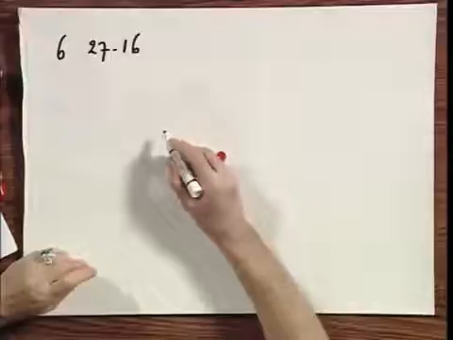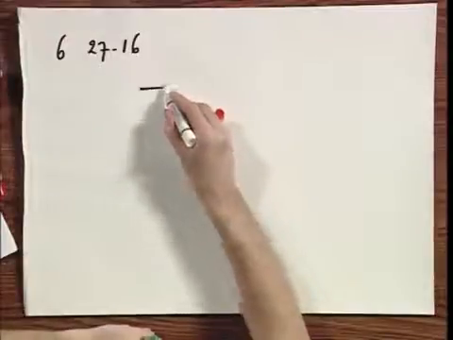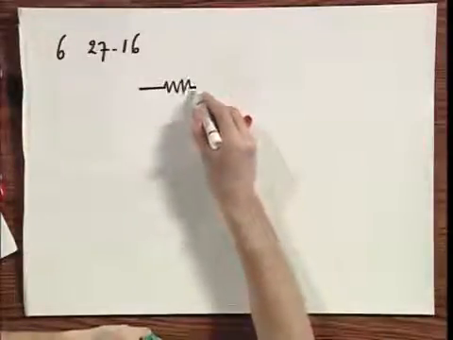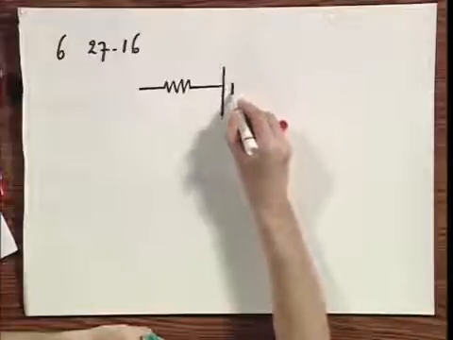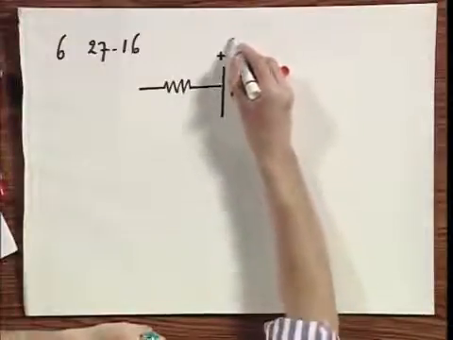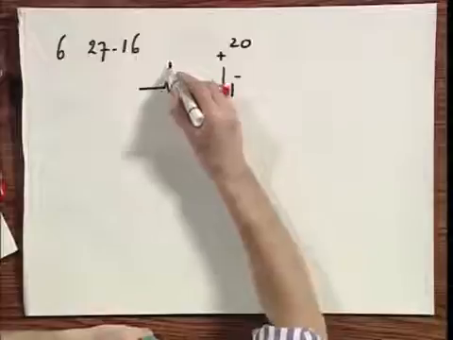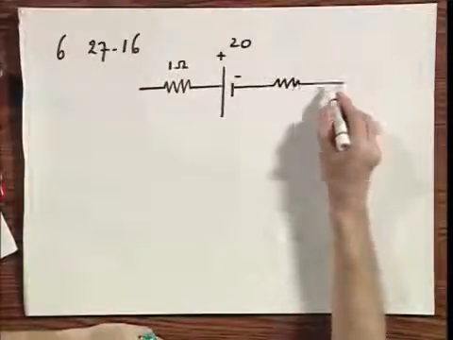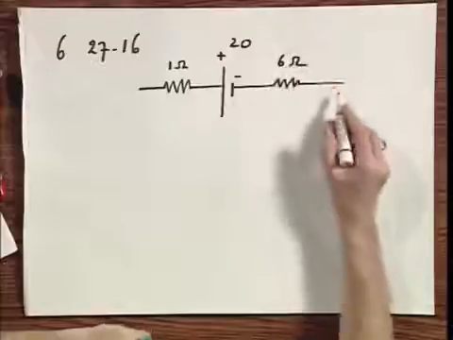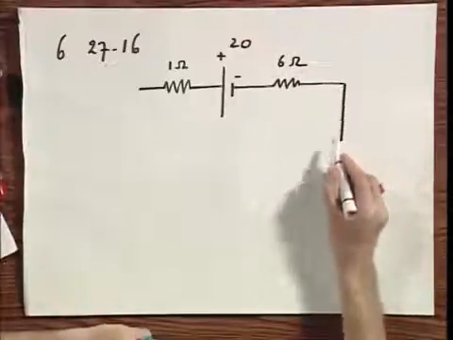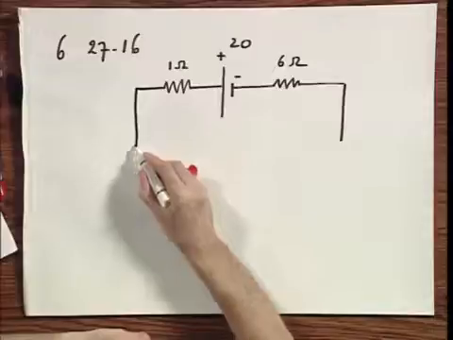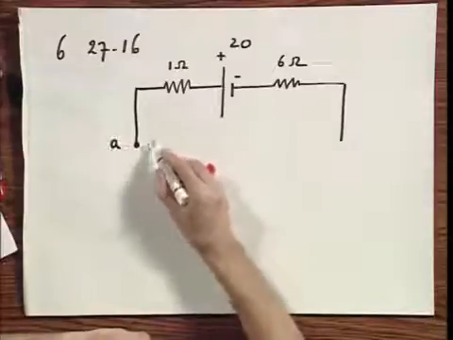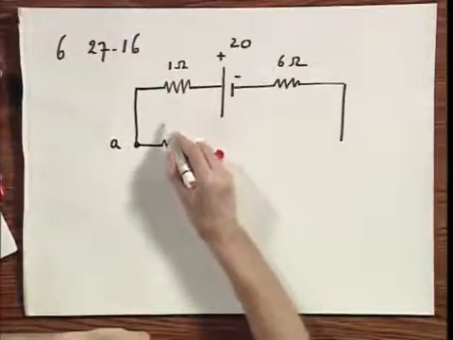27, 16. Oh my goodness. I have to draw a large diagram. Plus, minus, with a 20 here. 1 ohm. Here is a resistor, 6 ohms. Comes down to point A.